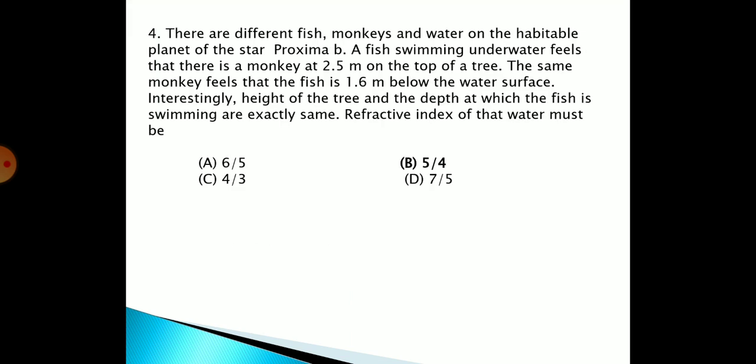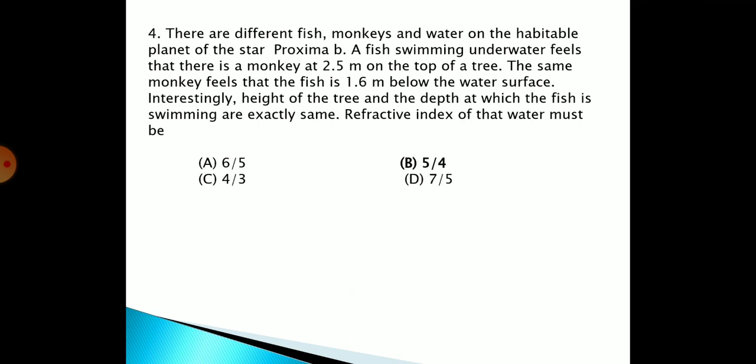So let's now think about the fourth numerical. There are different fish, monkeys and water on the habitable planet of the star Proxima b. A fish swimming underwater feels that there is a monkey at 2.5 meter on the top of a tree. The same monkey feels that the fish is 1.6 meter below the water surface. Interestingly, the height of the tree and the depth at which the fish is swimming are exactly the same.